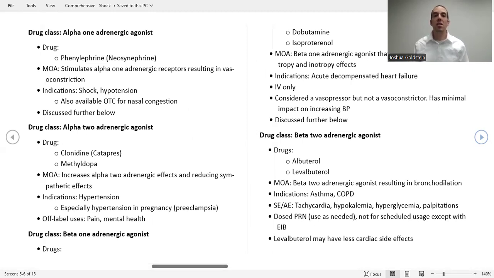So we just did the blockers. Now let's do the agonists. So we have the alpha-1 agonist. That's going to be phenylephrine, neosynephrine. We're going to discuss this more towards the end of this lecture when we get into the actual vasoconstrictors. I'll talk about it over there.